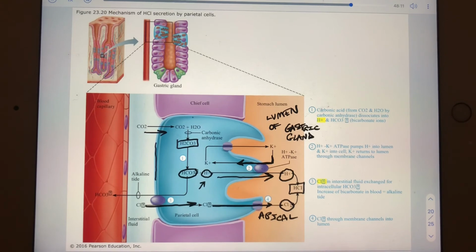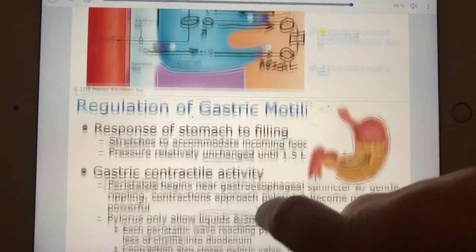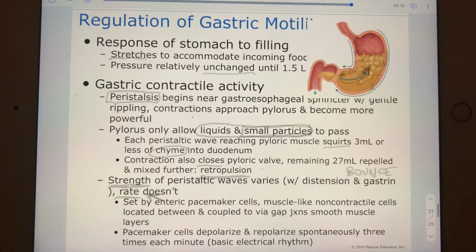Okay? Moving on to slide 22. I think, yes, 22. All right, we talked about gastric secretion. Now we're going to talk about gastric motility. So what is the sort of muscle of the stomach doing when and why and all that sort of thing, okay?